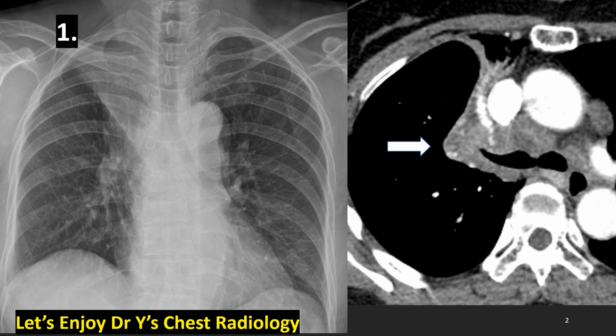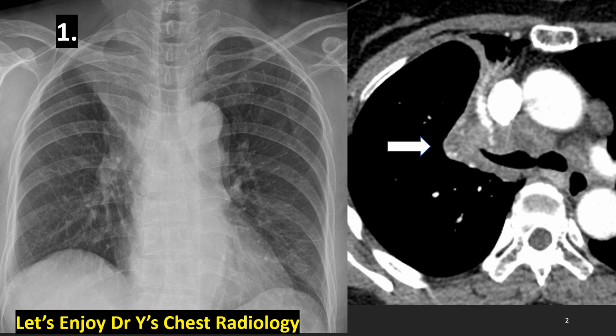Let's go. This is the first case. What do we see? Yes, increased opacity, relatively homogeneous increased opacity, right upper lung zone with elevated right minor fissure, and also with elevation of right hilum, and also with elevation of right hemidiaphragm, suggesting phrenic nerve invasion.